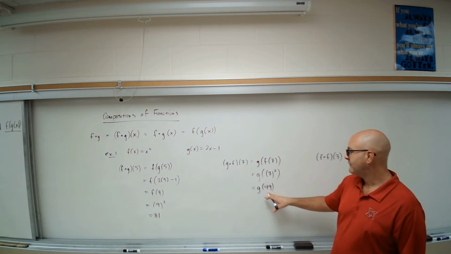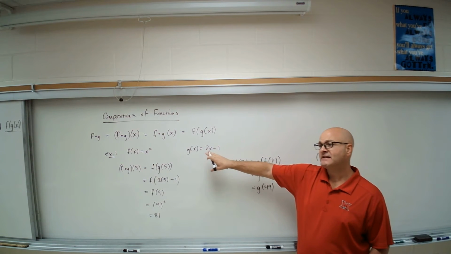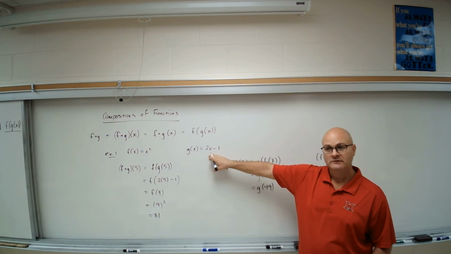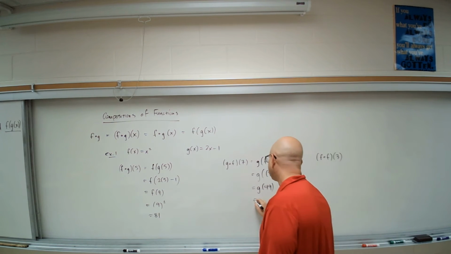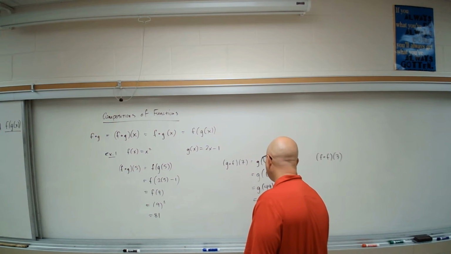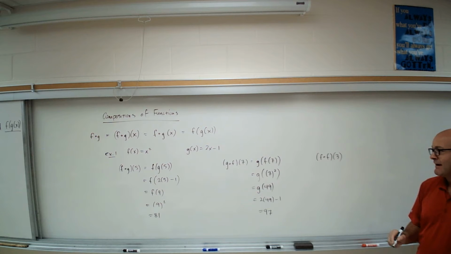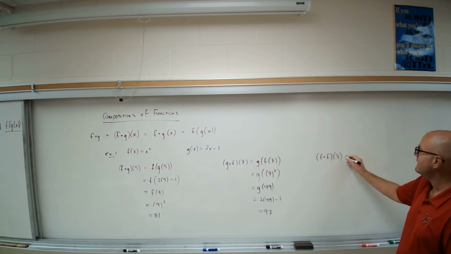So then we're going to take g of 49. G of x tells us 2 times the input minus 1. Okay. So that's going to be 2 times 49 minus 1, and that's going to be 97. Okay. Lastly, we have f of 3.